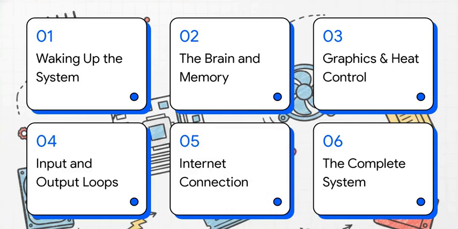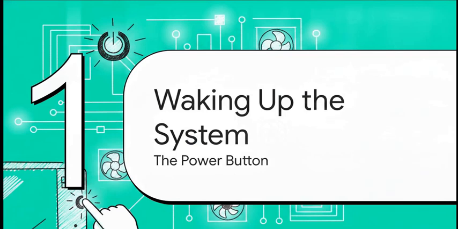Okay, so here's our blueprint for today. We'll start with waking up the system, then dive into the brain and memory, check out graphics and heat control, trace our input and output loops, look at connecting to the internet, and finally bring it all together into the complete system. Let's jump right into section 1, waking up the system, starting with that exact physical trigger, the power button.